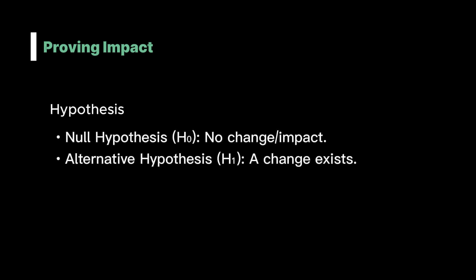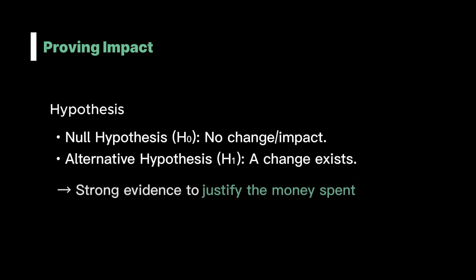We frame the analysis to prove the intervention worked. Null hypothesis: no change, no impact. The average productivity score is the same before and after the training. In other words, the training was ineffective. Alternative hypothesis, on the other hand: a change exists. The scores are different after the training. Our goal is to find strong evidence to reject the null hypothesis and justify the money spent.